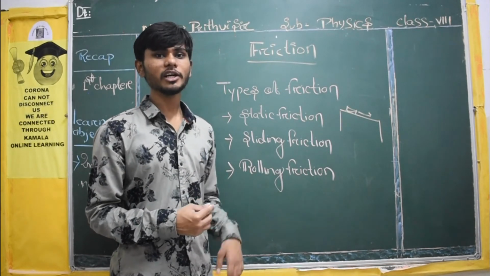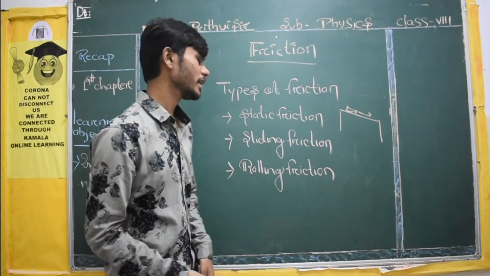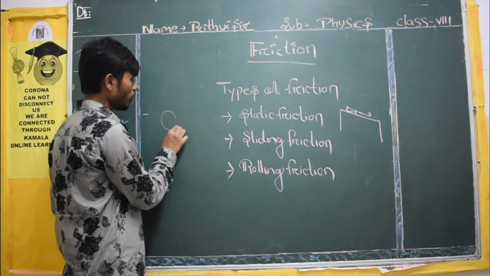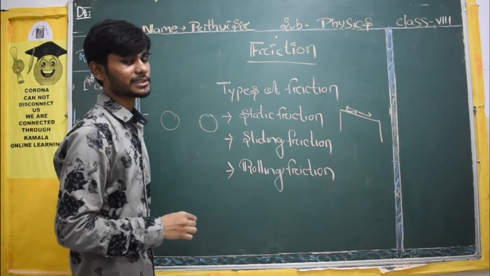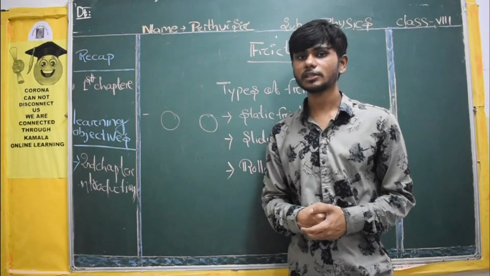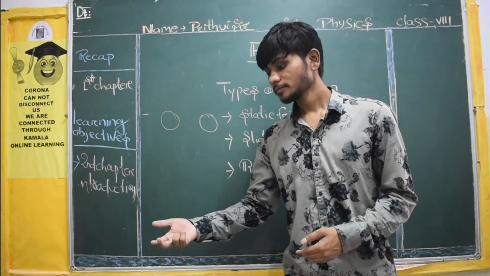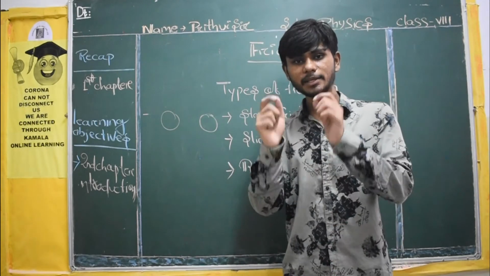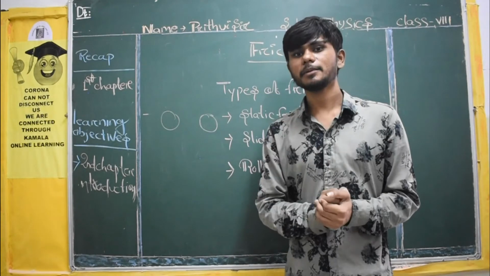Now, the third one is what? Rolling friction. What is rolling friction? You can see your bicycle, bike, truck and all. What exactly is happening there? They all have wheels. When wheels are rolling, that is called rolling friction. Yes, wheels are rolling. Here, what is happening? The friction upon the surface is minimum, very minimum.